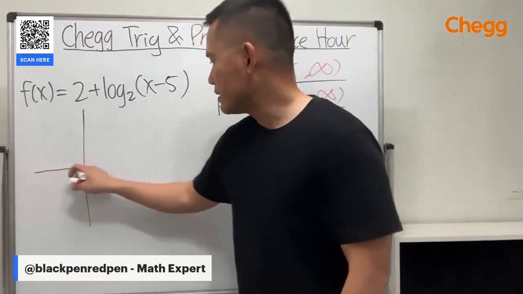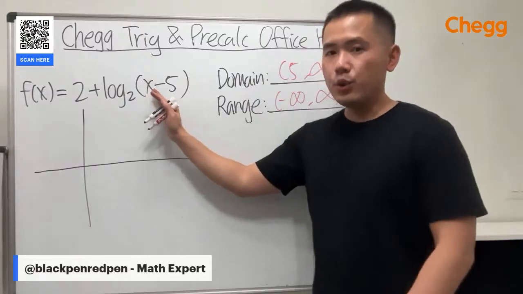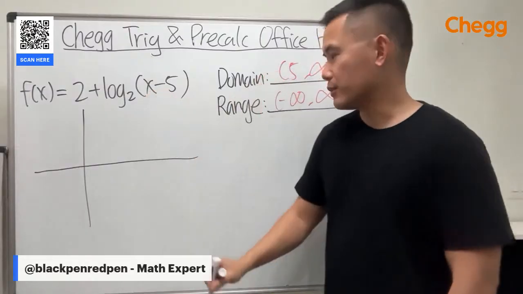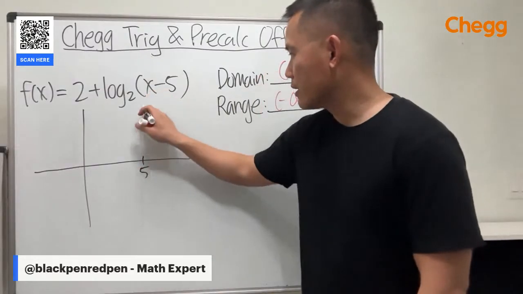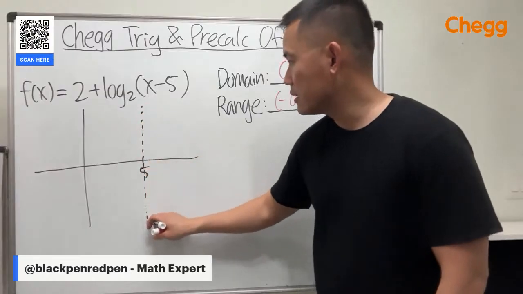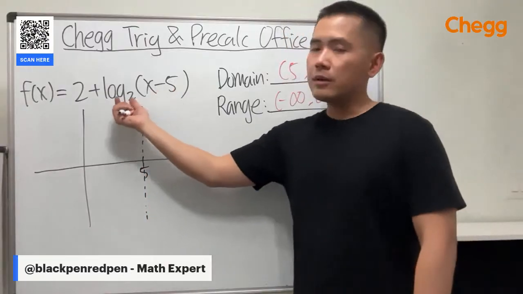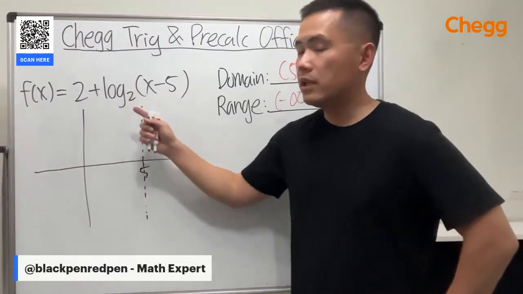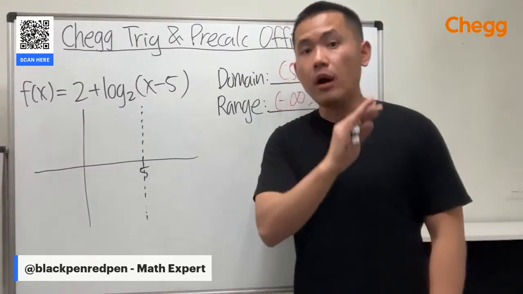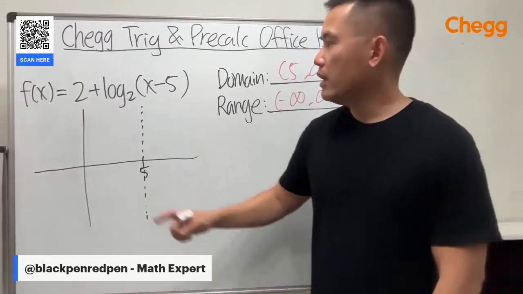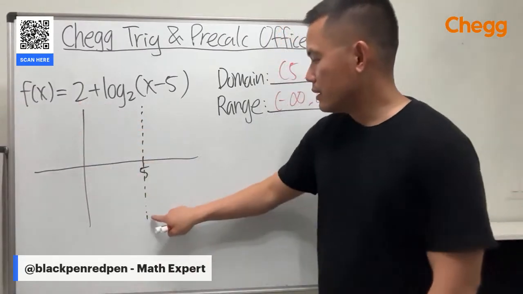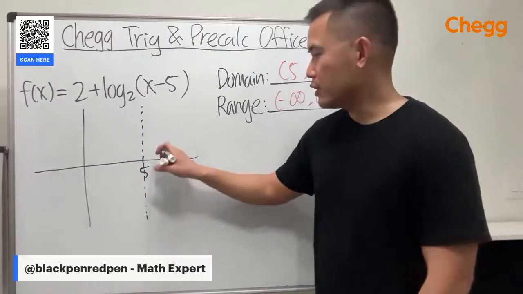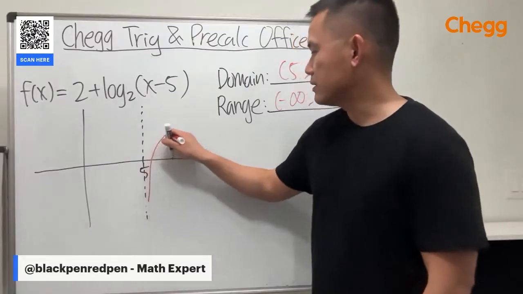So the graph of this is that when x is equal to 5, you have a vertical asymptote. So I'll put a 5 right here, like this, right? Log base 2, log base whatever, as long as you have a log base bigger than 1, the shapes are going to be the same. Add a 2 to it, it's just a little bit higher, that's all. It's like something like this.